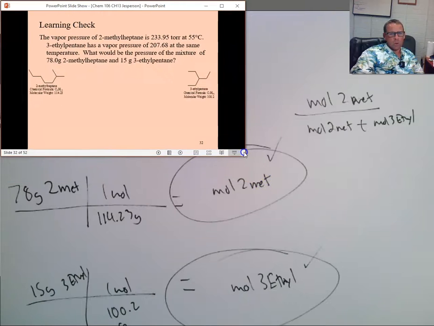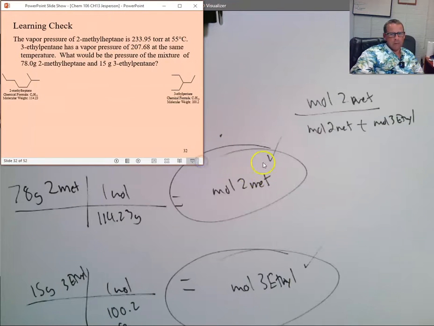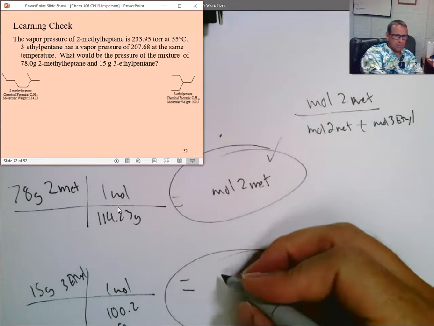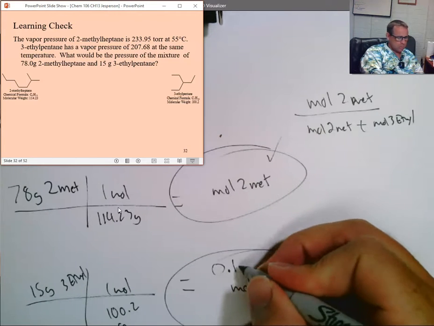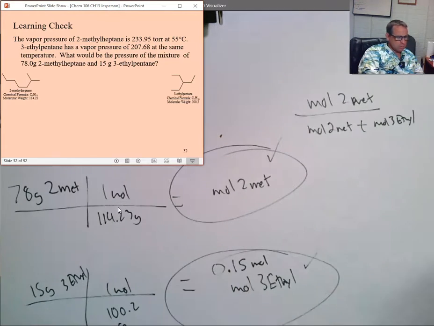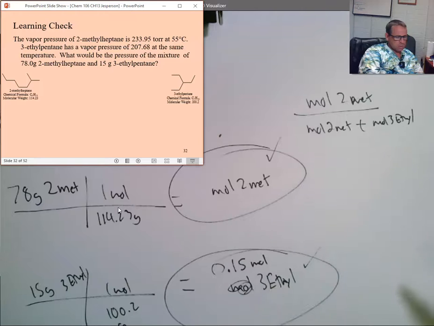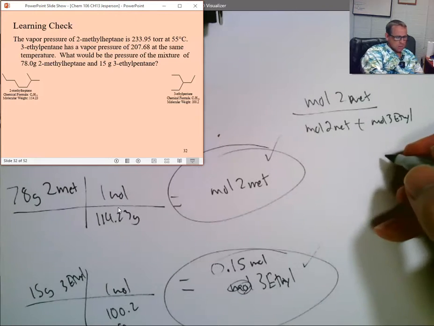Okay, so what we're trying to do here is identify the moles of these two materials, the moles of the 2-methyl, and I know that I have 78 grams, and this is the molar mass, right? So, Alyssa, did you get it? I got 0.15. That's moles of my 3-ethyl here, right?